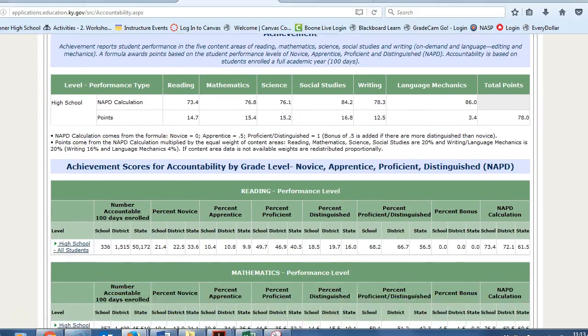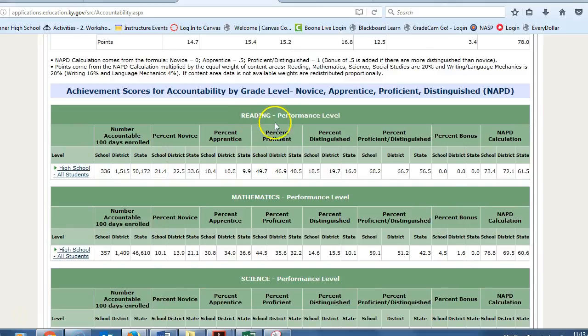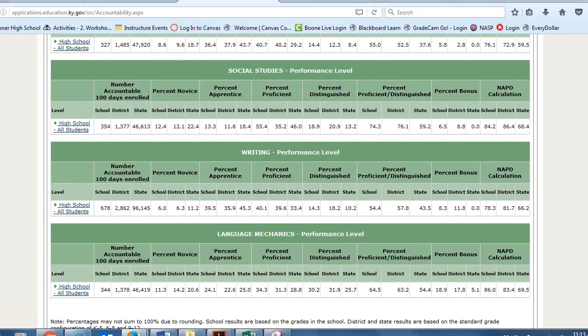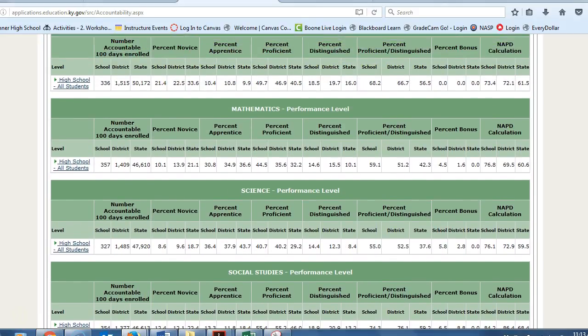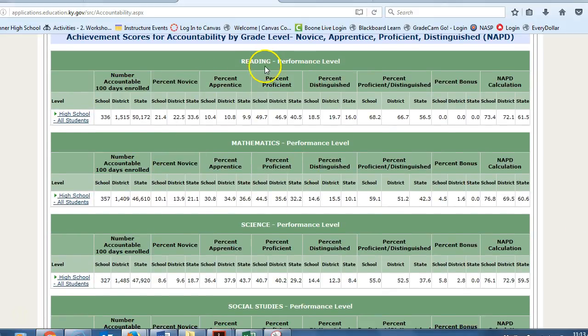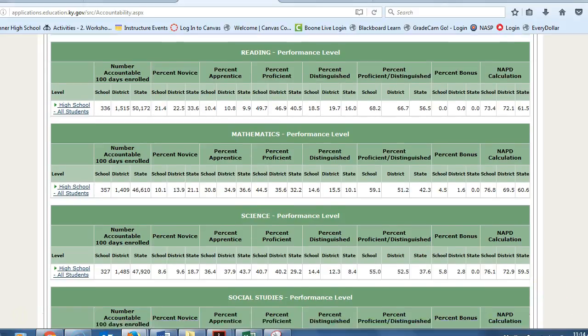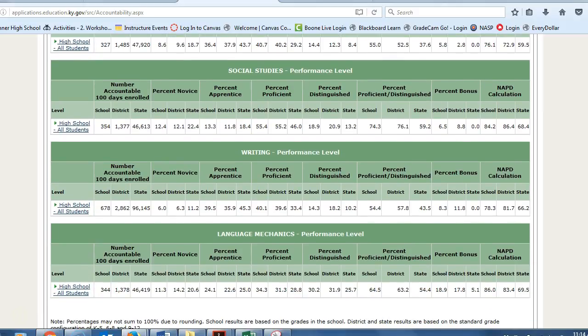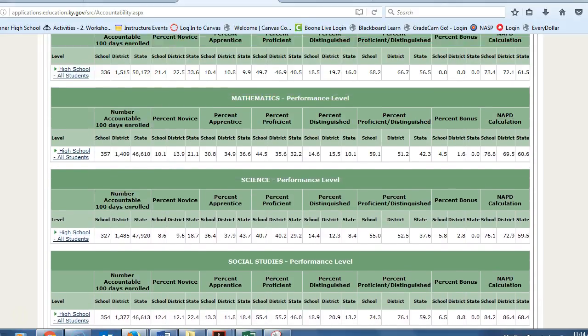So under achievement, you're going to see each of our accountability achievement scores. So we have reading, math, science, social studies, writing, and language mechanics. Reading comes from our English EOC A, and then math comes from Algebra 2, science comes from biology, social studies comes from US history, writing comes from on demand, and language mechanics comes from a subscore on the ACT. So that is where you're going to get your different pieces.